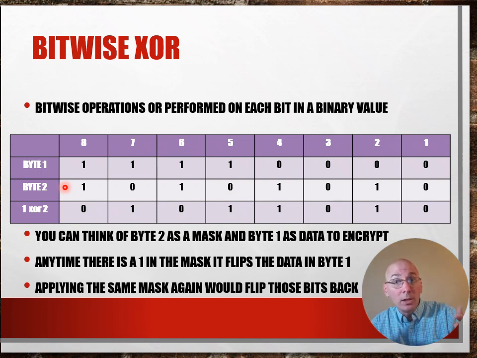So now, what happens if I apply that same key and exclusive OR it again? Well, I'm going to go back in, take those bits, and flip those same bits back to what they originally were. So this is why it's considered a symmetric encryption algorithm, because you use the same key to apply it twice.